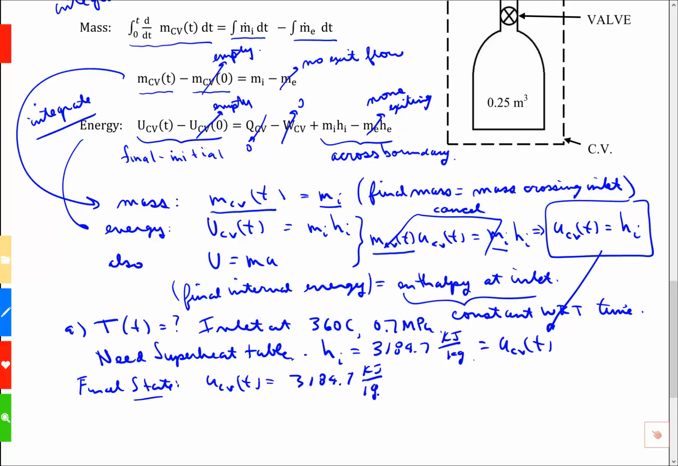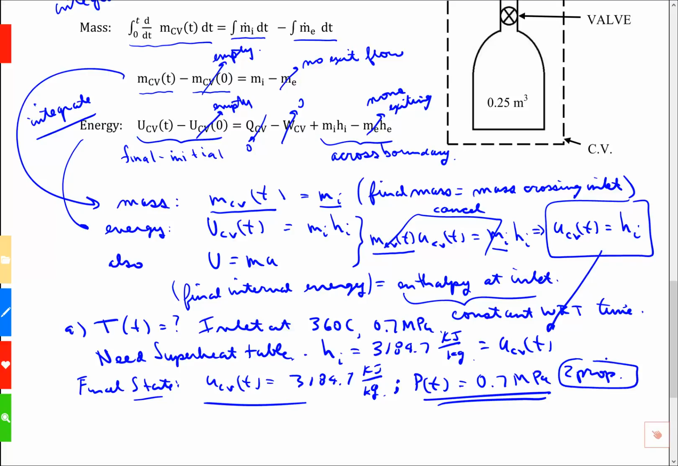That's one property. We need a second property. The other property is that at the final state, the pressure is known. We're told that it fills up until the pressure matches, so it's 0.7 megapascals. Now we could have worked this problem with any final pressure. We happen to let it stay until the tank completely filled up. But given this final pressure, now we have two properties.